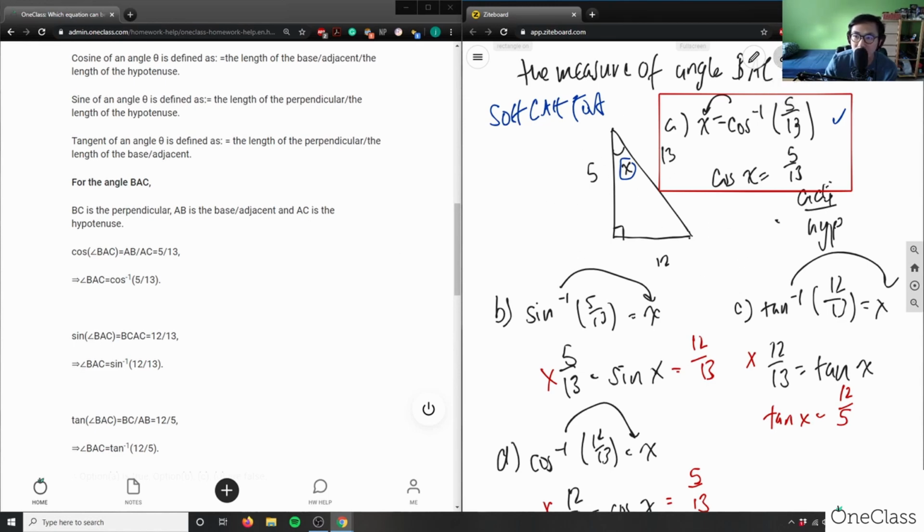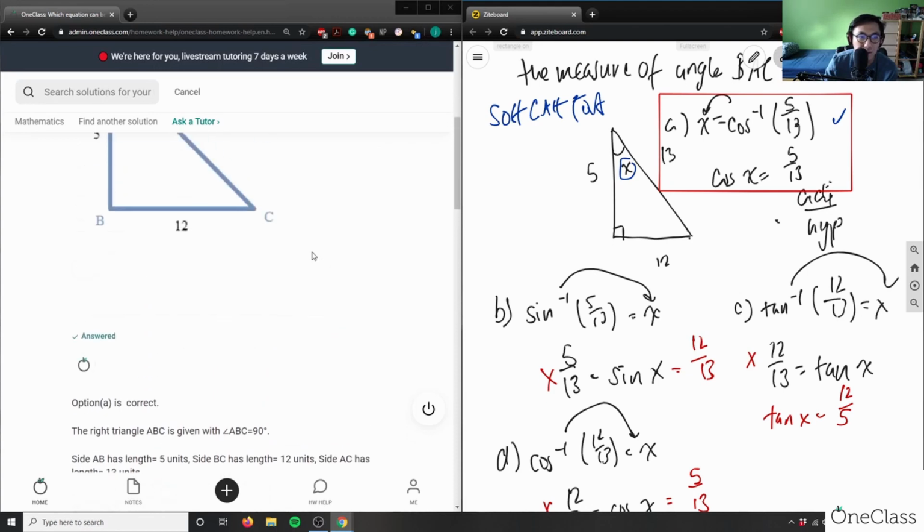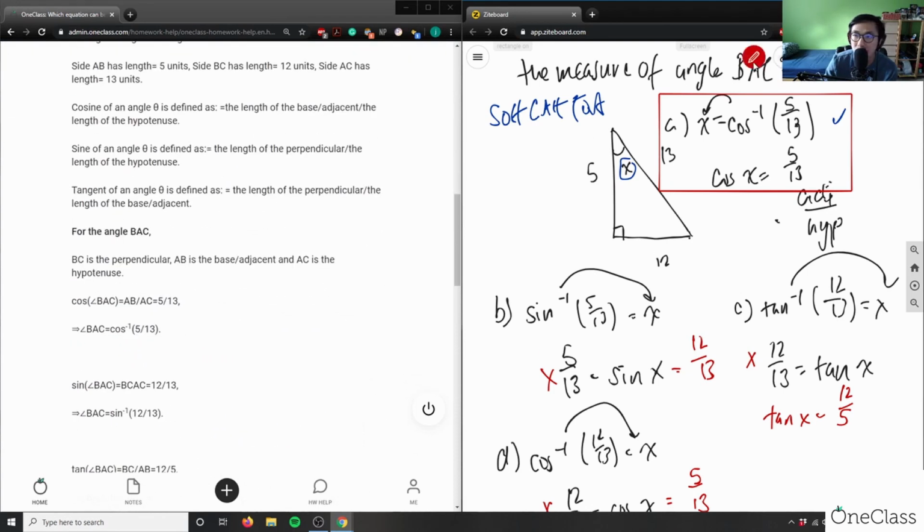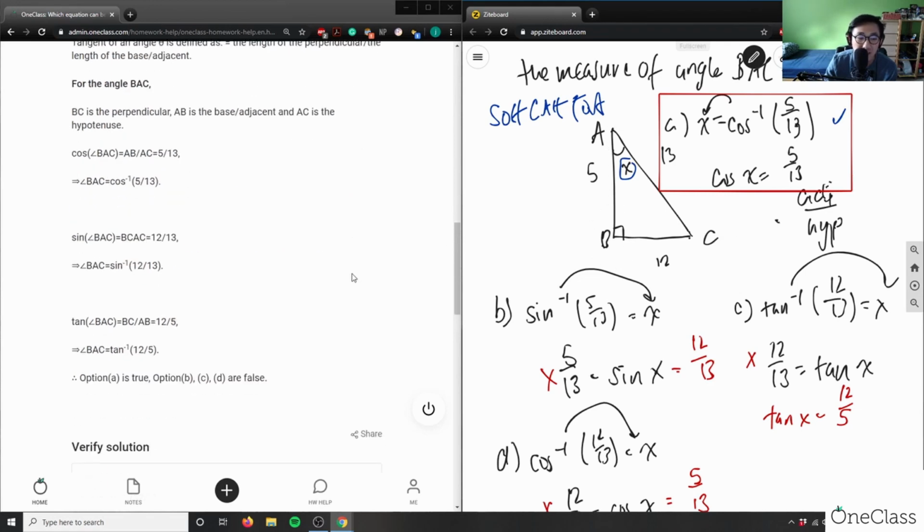Let me give you the letters here. Sorry, I'm still in box mode. Here's A, this is B, and this is C, right? So BC is the opposite, AB is the adjacent, and AC is the hypotenuse, and they verified all of this as well.